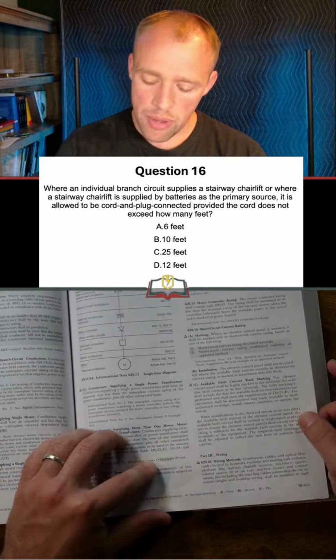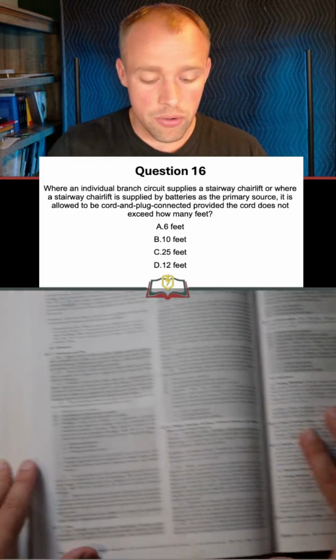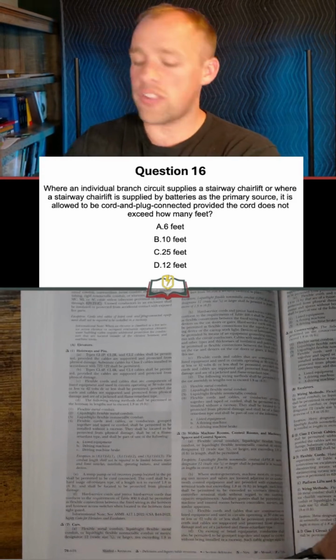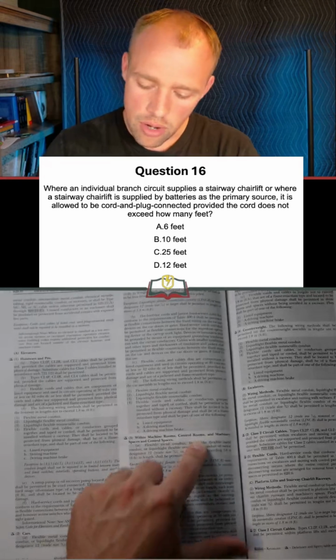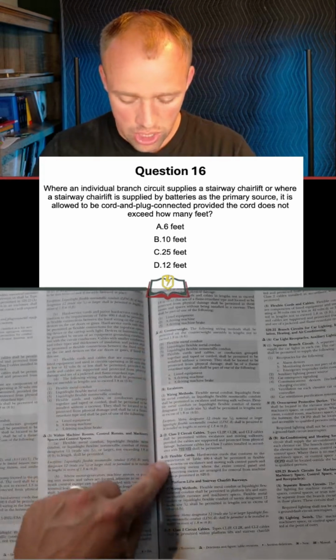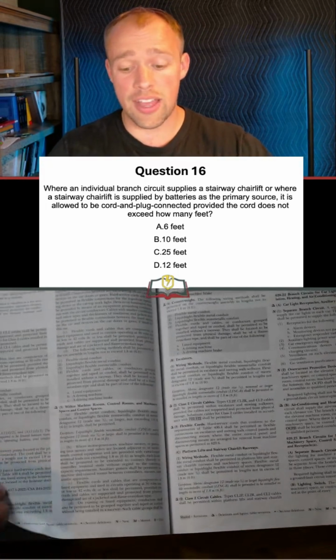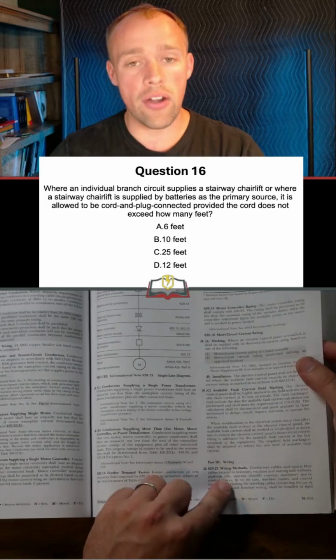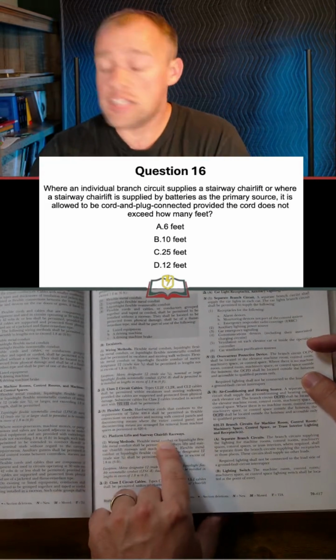Okay, wiring methods, okay? Again, we're looking for something measured in feet, okay? We're looking for specifically cord and plug connections. Elevators, cars, we're looking for stairway chairlifts, platform stairway chairlifts, okay? Does everybody see that I'm still under that same heading of wiring methods, okay? But I just skipped all the A's, B's, and C's that didn't relate to stairway chairlifts.